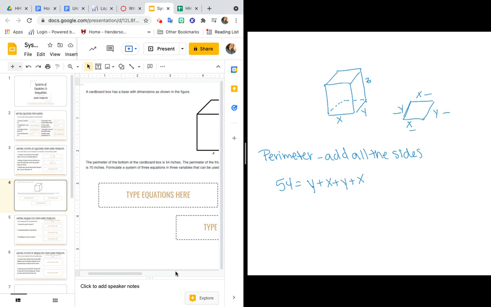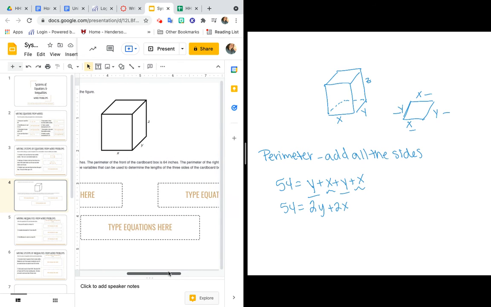I can simplify this a little bit by combining my like terms. So I have Y and Y. So this is 54 equals Y plus Y is 2Y. And then I have X and X. So X plus X is 2X. So the equation for the bottom of my box is 54 equals 2Y plus 2X.